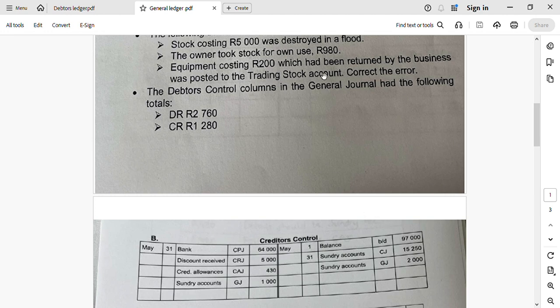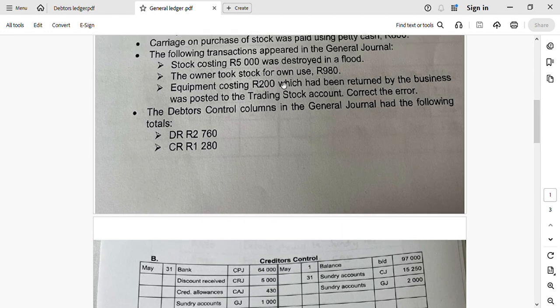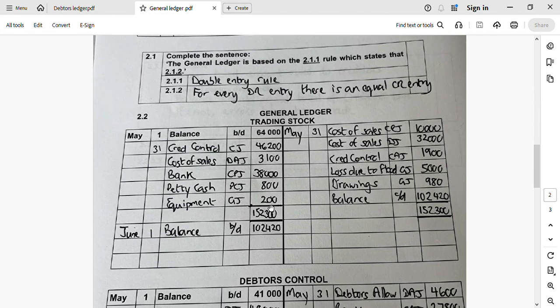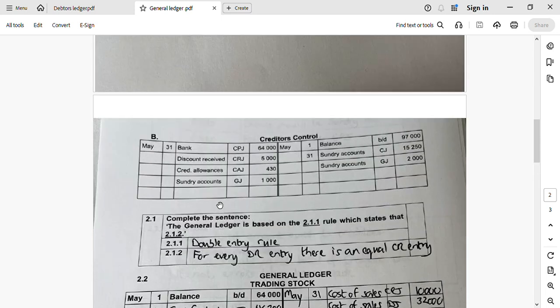Equipment costing 200 Rand, which had been returned by the business, was posted to the trading stock account. Okay, so what we did was we decreased trading stock with that 200 Rand, but we actually returned equipment. Because you decreased trading stock in error, you're going to need to add back to trading stock. And the contra account there would be equipment. In the equipment account, that would go on the minus side because that's what is being returned to your supplier.